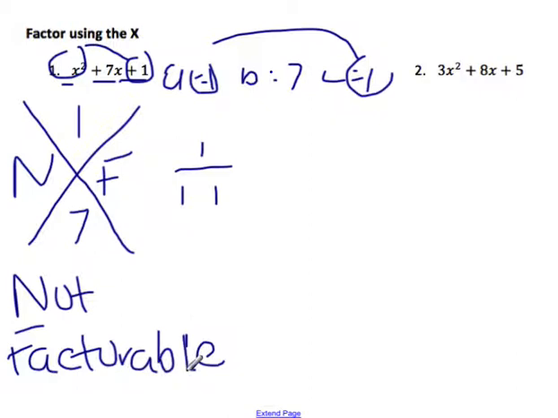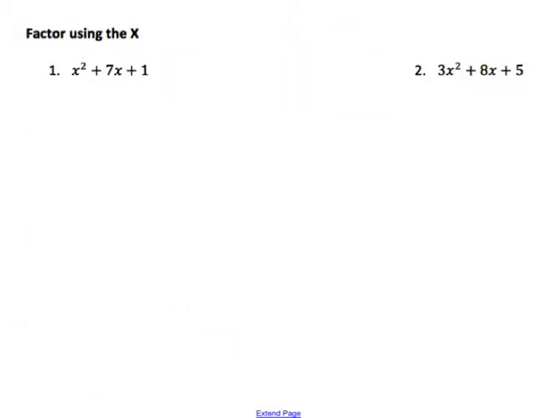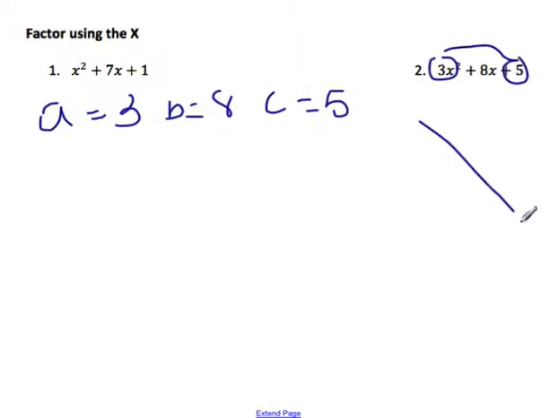Okay, let's take a look now at number 2. So for number 2, we're going to set up our x. Our a for number 2 is equal to 3, our b is equal to 8, and our c is equal to 5. So we're going to multiply 3 times 5. So we're multiplying to 15 and adding to 8.